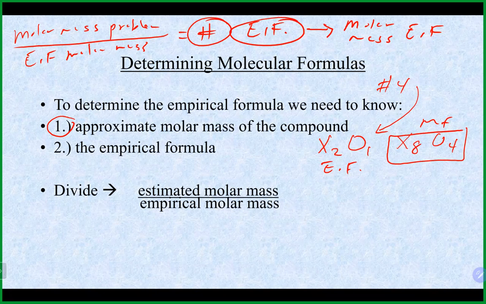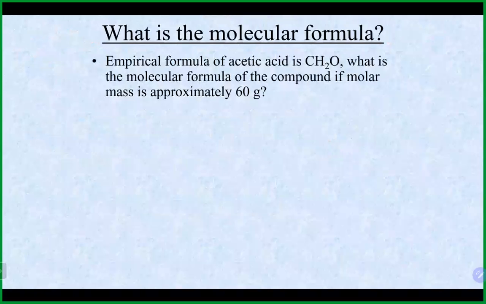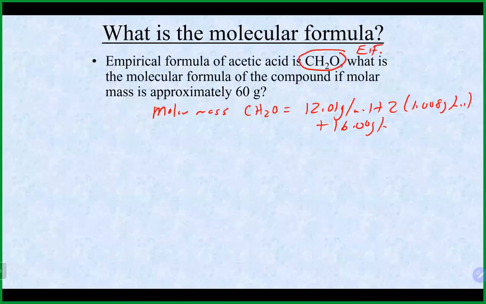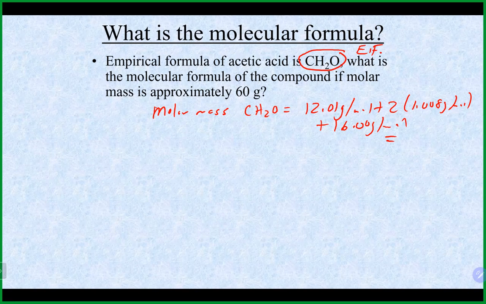So let's take a look at one and see how we would do it. The empirical formula of acetic acid is CH2O. What is the molecular formula if the molar mass is approximately 60? In this case, they gave us the empirical formula without us having to calculate it. If you did need to calculate it, you would follow the same steps we've been doing. What we need is the molar mass of the empirical formula. That would be 1 carbon at 12.01, plus 2 hydrogens at 1.008 grams per mole, and an oxygen at 16 grams per mole. The molar mass of our empirical formula would then be 30.03.